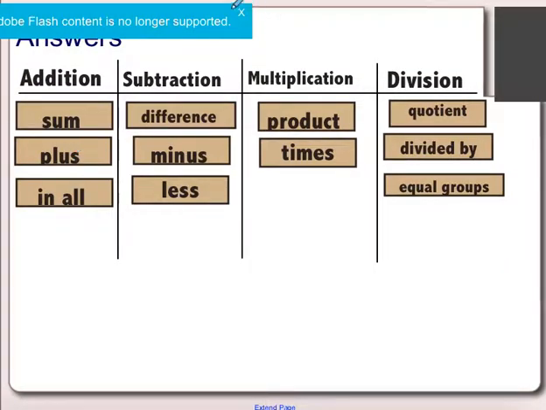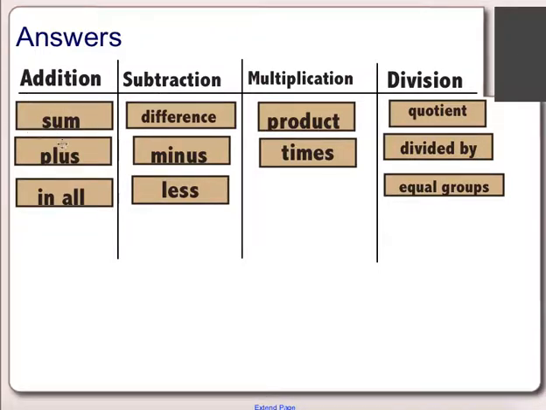We can say, all right, addition. We'll see words like sum, plus, in all. Subtraction, we'll see things like difference, minus, less. Multiplication, product, times. Division, quotient, divided by, equal groups. Sometimes equal groups can be multiplication as well, depending on how it's worded.